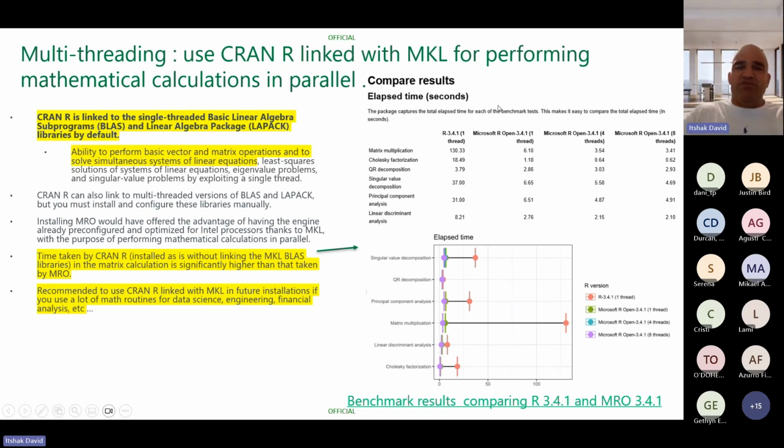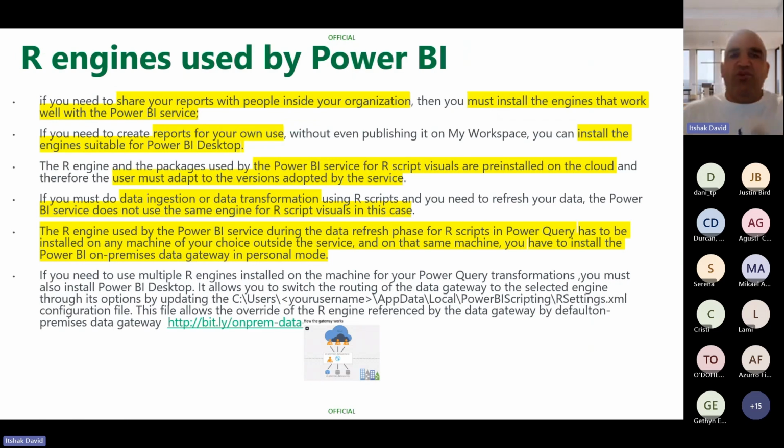So, the R engine used by Power BI. If you need to share a report with people inside the organization, then you must install the engine that works with the Power BI service. If you want to do a report for yourself on Power BI Desktop, you can install any version you want. In the Power BI service, R visuals are pre-installed on the cloud, and the user must adapt to the version adopted by the service. So if you want to write R visuals, you have to use the same R version.